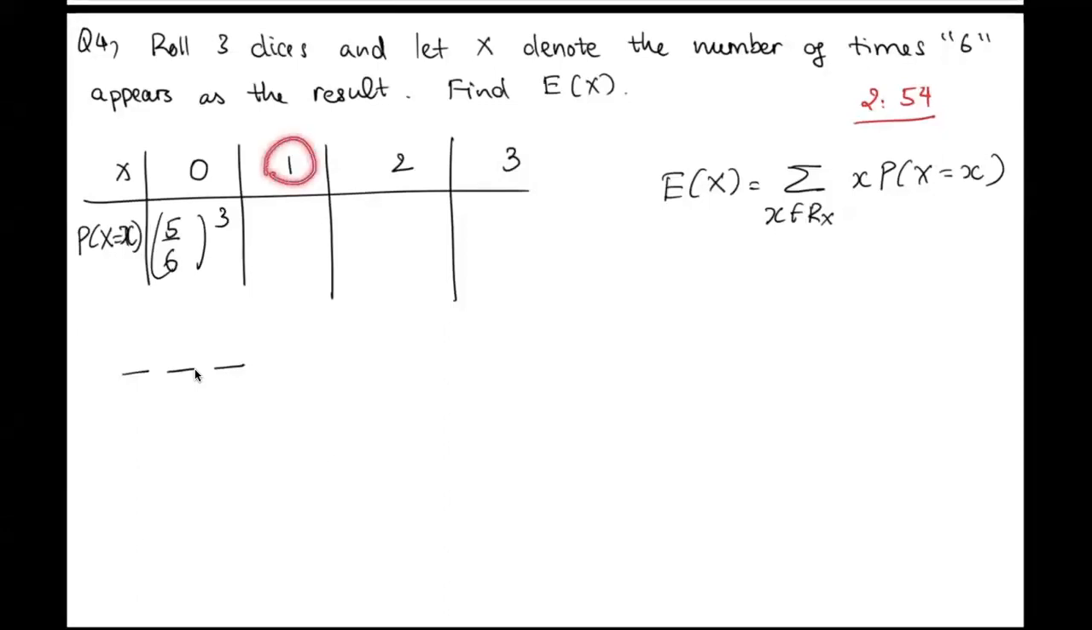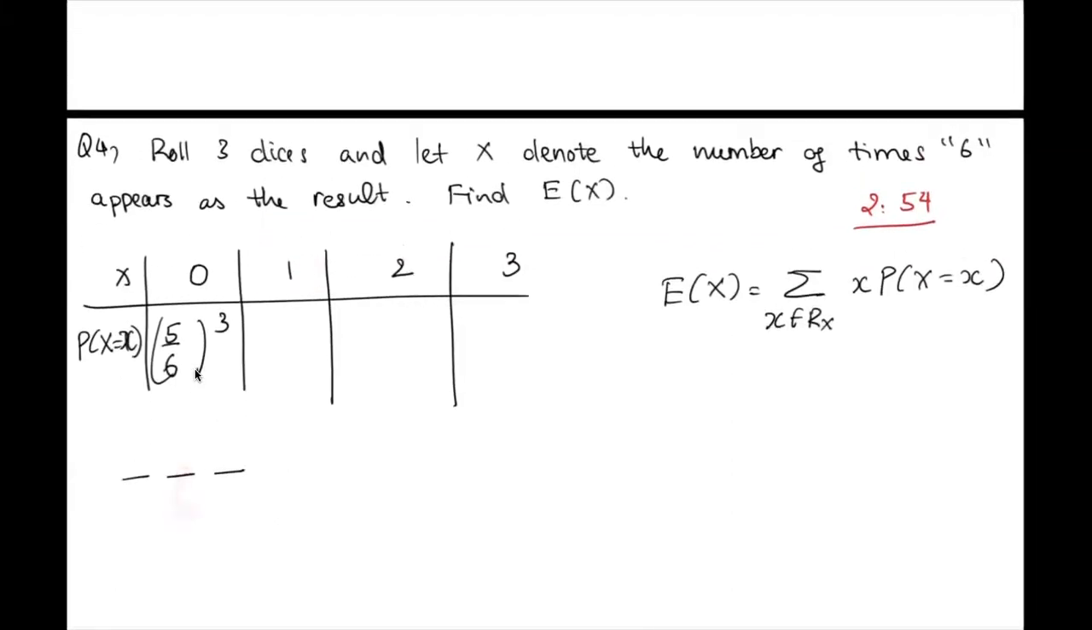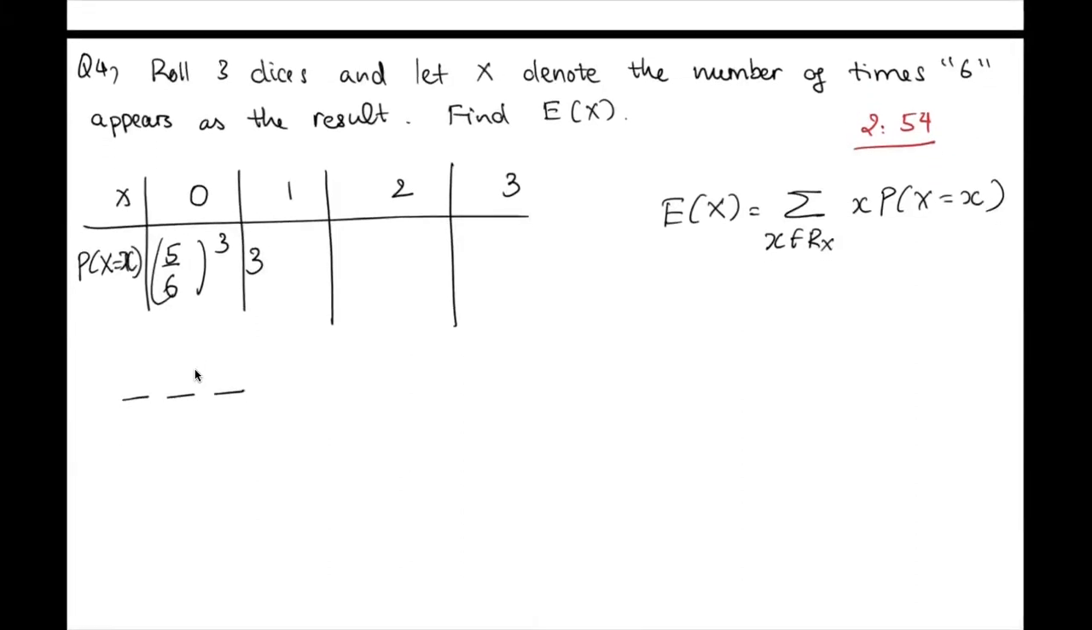Next, we want 6 to appear one time. If 6 appears one time, it can appear in the first position, the second position, or the third position. So we have 3 possible positions for 6. And once we figure out the position for 6, we want to calculate the probability that you get 6 for that position, which is 1/6. At the same time, you have to get 1 to 5 for the other 2 positions. So you have 5/6 to the power of 2.